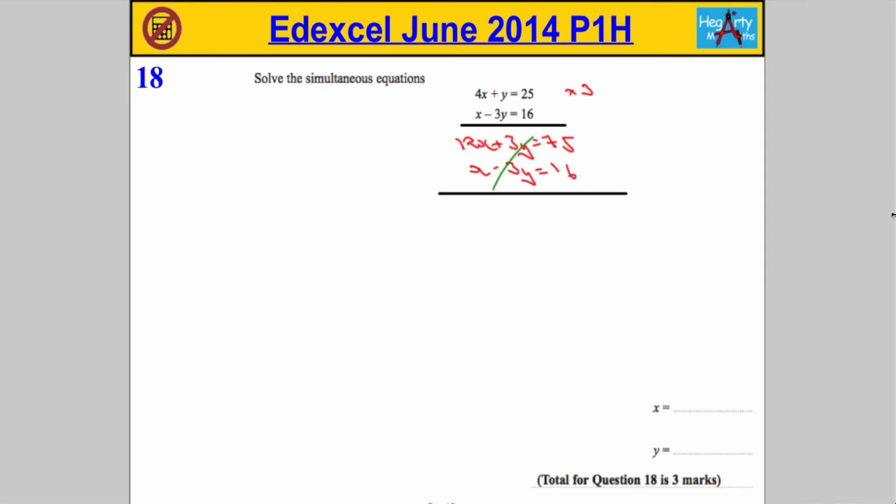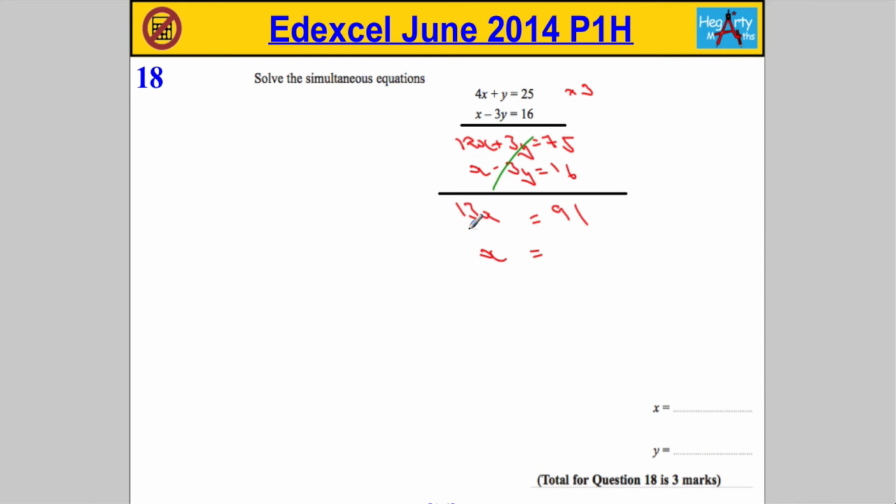That gives us 12x plus x gives us 13x, and then 75 plus 16 is going to give a 91. Okay, now we're going to have to divide both sides by 13. Now this can be a little bit tricky. How many times does 13 go into 91?